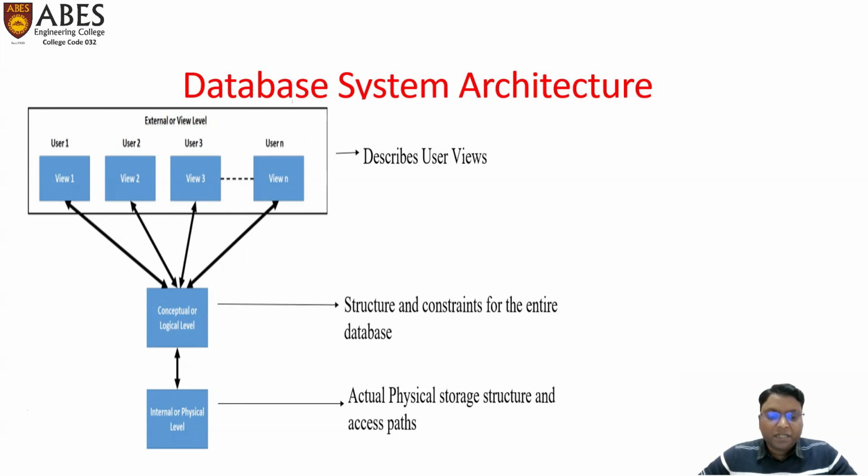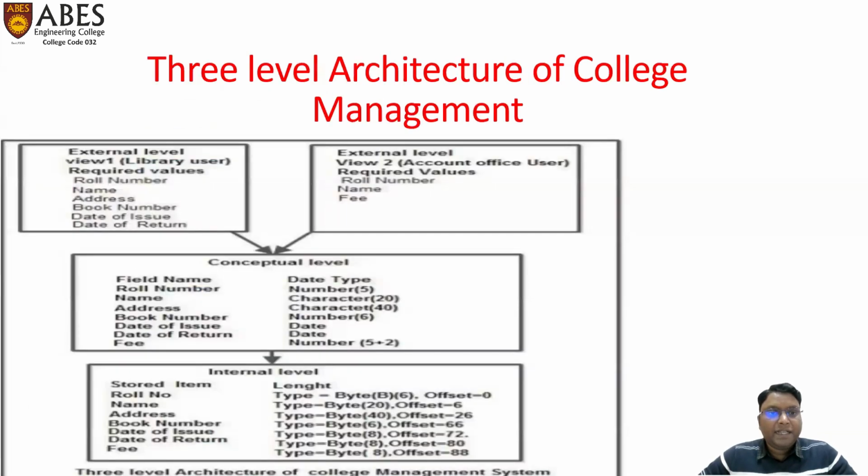For example, in a college management system, external users may see students' records differently than administrators. So this is the three-level architecture of the database system. As you can see in the diagram, there are three levels of architecture of a college management system. In level one, that is the external level, library users and account office users can see the roll number, name, address, book number, date of issue, return, these types of data.